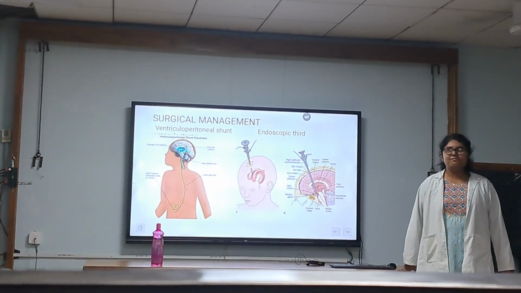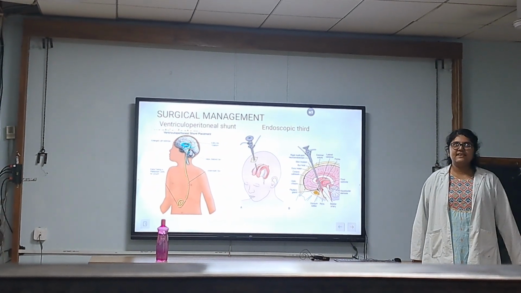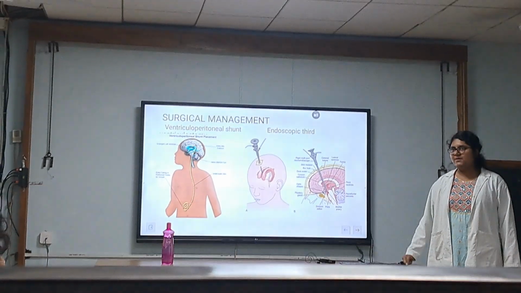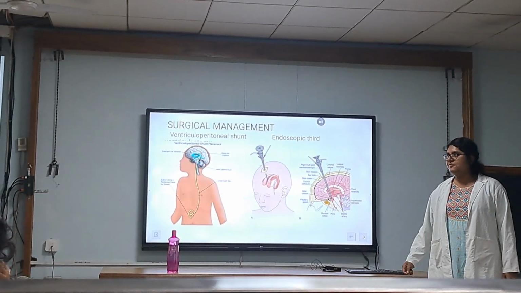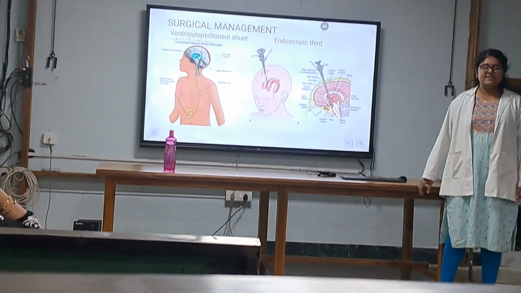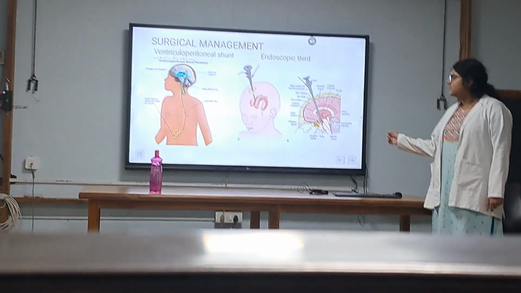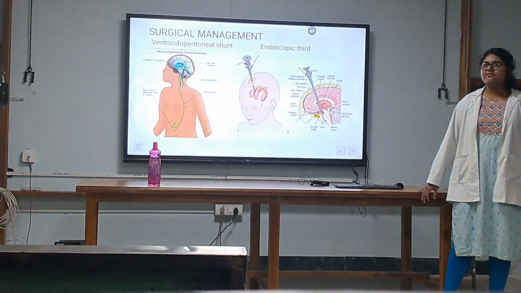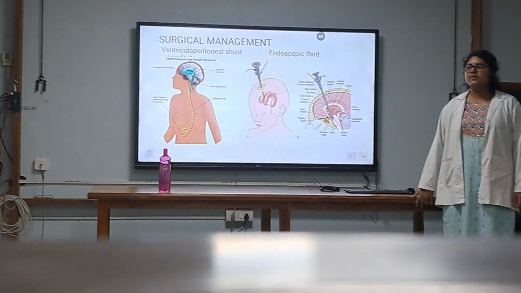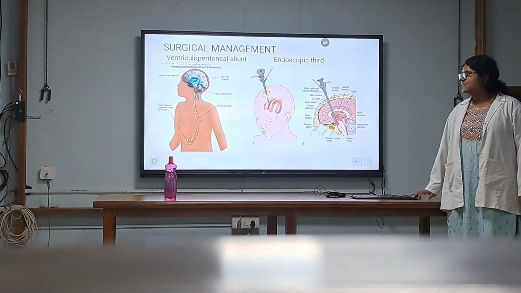Although there are many complications of VP shunt such as infection, shunt dislodgement or even overdrainage, for which repeat surgeries are needed. Endoscopic third ventriculostomy is done mostly for obstructive hydrocephalus due to aqueductal stenosis.